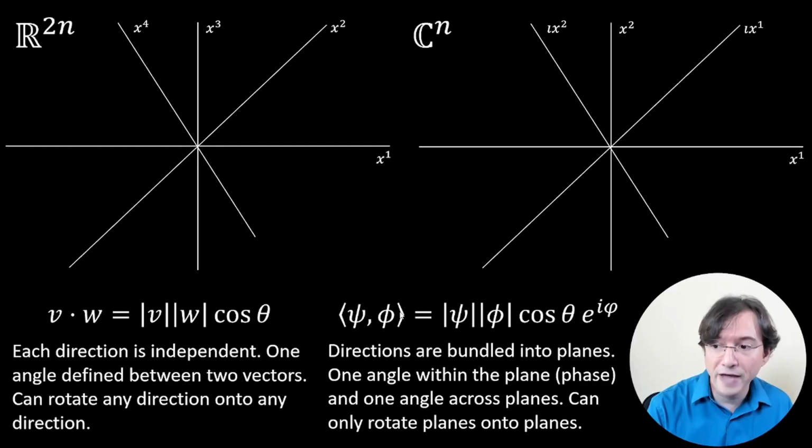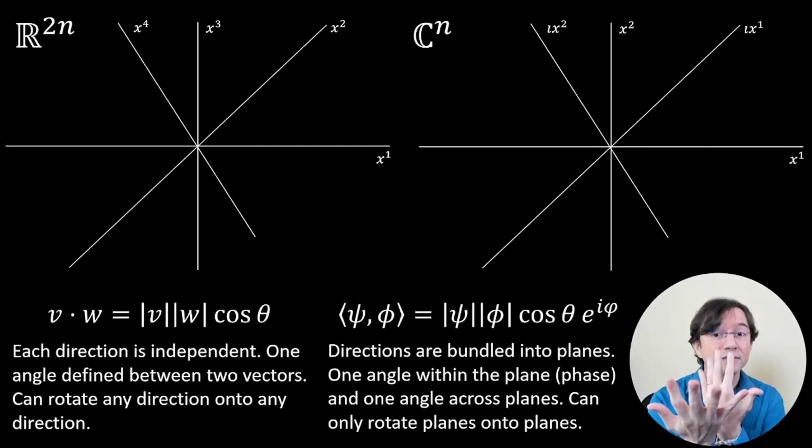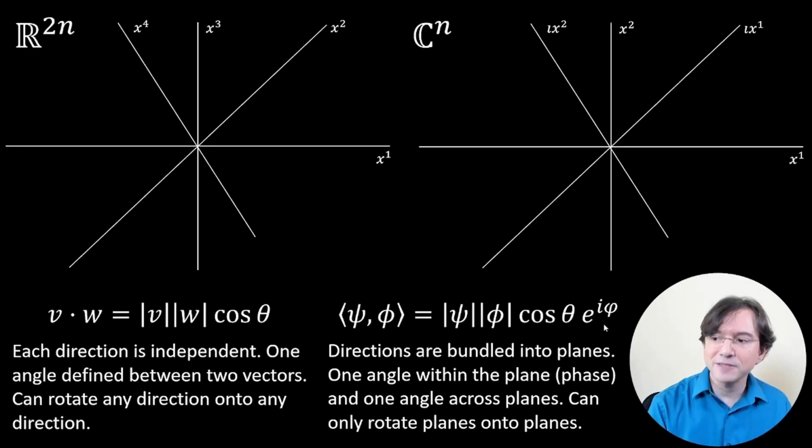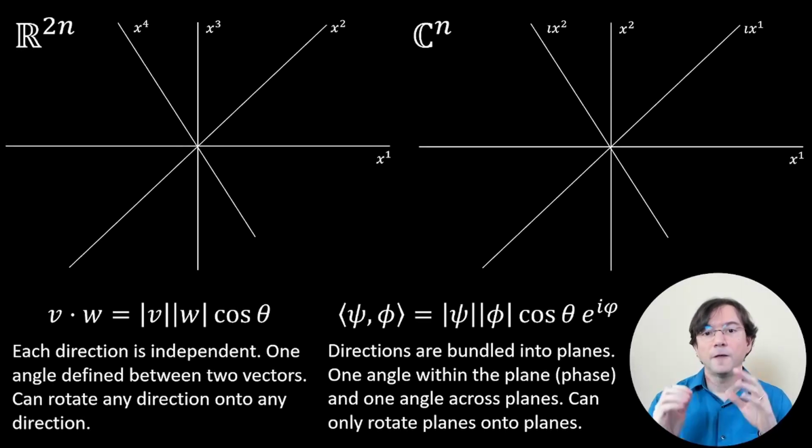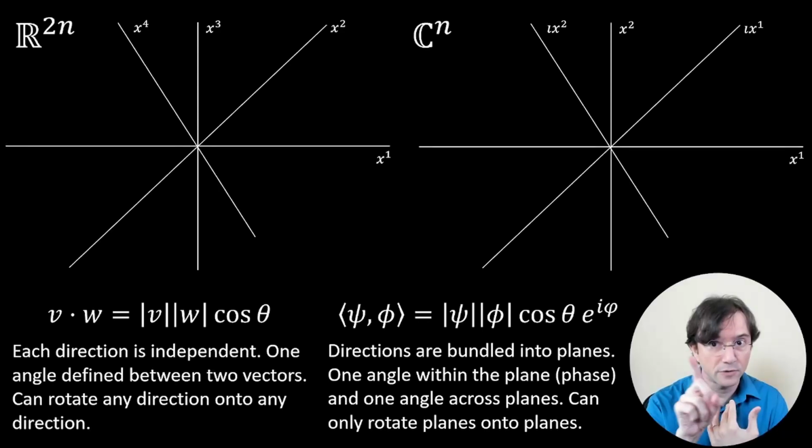So if we take two vectors, their inner product is given by the norm of the two vectors, the cosine of the angle between the two planes on which those two vectors live, and the phase is the rotation that you have to apply within one of these planes to go from one vector to the other, right? So the point is that directions are bundled into planes. So really the geometry is about this complex plane. It's not about the single direction.